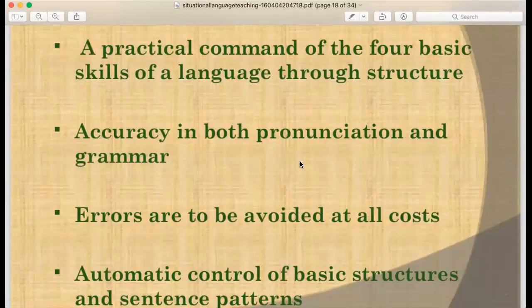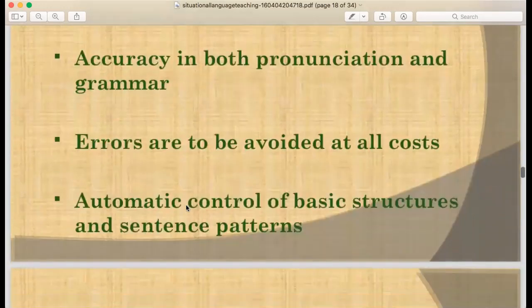Okay, errors are to be avoided at all cost. That is what the behaviorism theory tells you, that bad habits should not be formed. Okay, good habit means the correct language habits should be formed. So errors should be avoided at all cost. Errors should not get a positive reinforcement, right? Errors should be such habits that should be suppressed, that should be discouraged. Okay, right? And then of course, when we talk about behaviorism, we talk about stimulus response chain.